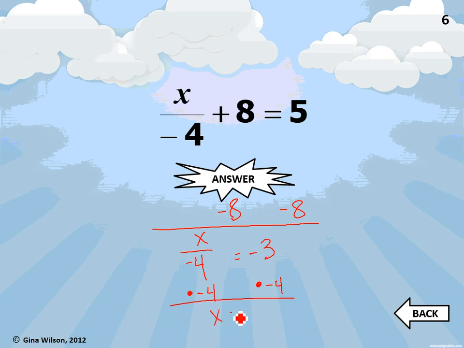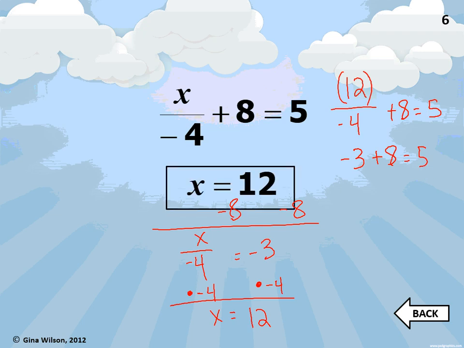So that gives us x equals 12. Negative 3 times negative 4 is 12. Let's plug it in to make sure it's right. So 12 divided by negative 4 plus 8 equals 5. 12 divided by negative 4 is negative 3, plus 8 equals 5. And that is correct. So our answer should be correct. x equals 12.